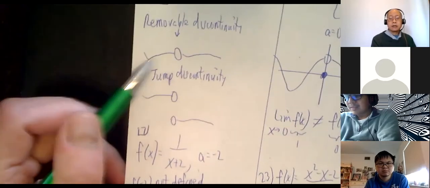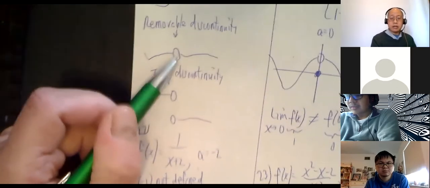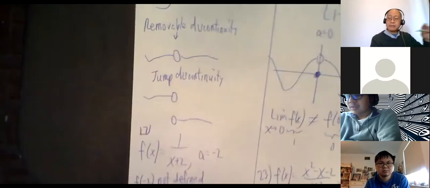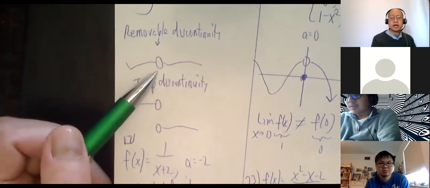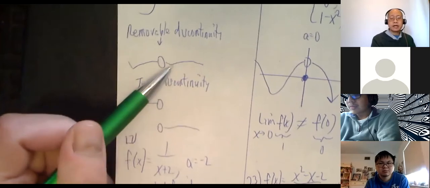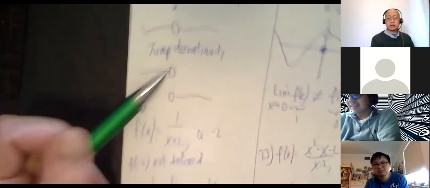Can I remove the discontinuity? Yeah, if I just colored in the circle there. It's almost like I can patch the tire. I can just put a patch and it's there. This is called a removable discontinuity. The two-sided limit exists. This is an example of a jump discontinuity.